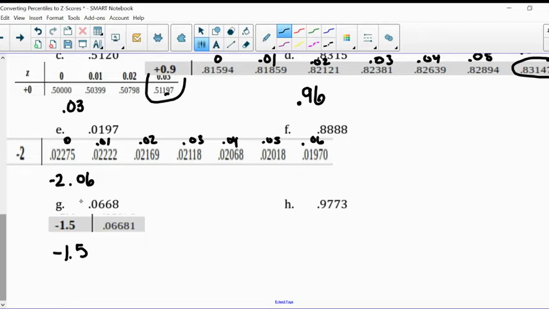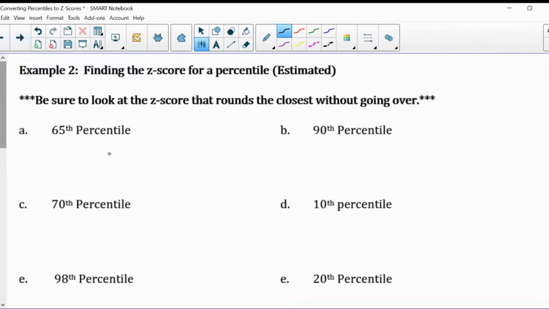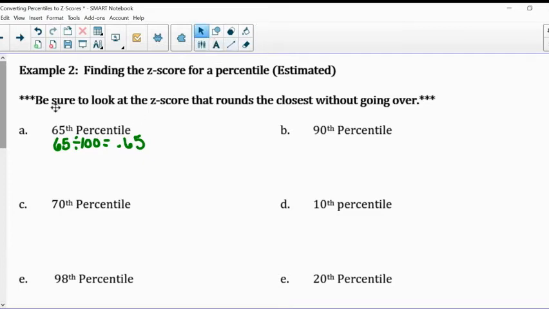Okay, so now that we've looked at the ones that are easier to find on our table, let's take a peek when we're given an actual percentile. So we want to know what the z-score is for the 65th percentile. The first thing that you need to do is take that percent and divide it by 100 to get a decimal. So you get 0.65. All right, so now that we divided that percent by 100, it says here that you have to look at the z-score table for a number that rounds closest to 0.65 without going over.